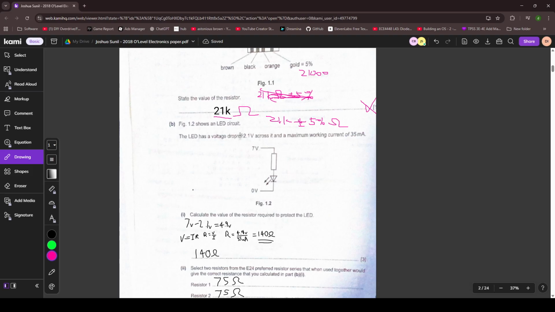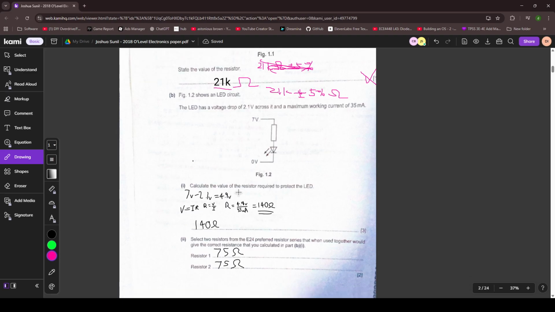Figure 1.2 shows an LED circuit. The LED has a voltage drop of 2.1 volts across it and a maximum working current of 35 milliamps. Calculate the value of the resistor required to protect the LED. Okay, so let me get my calculator. I need to verify his calculations.